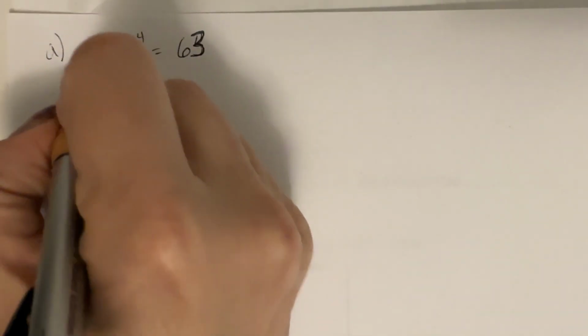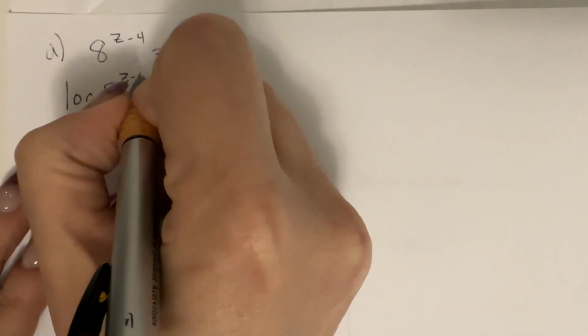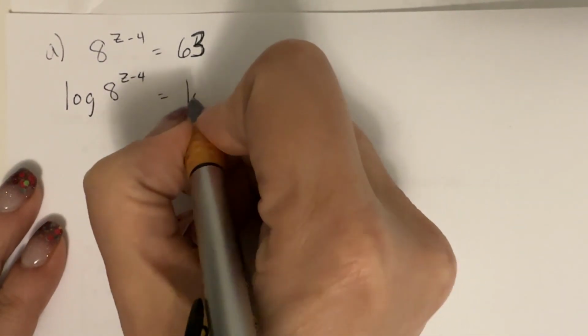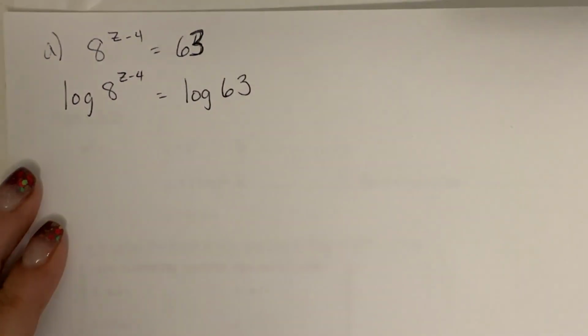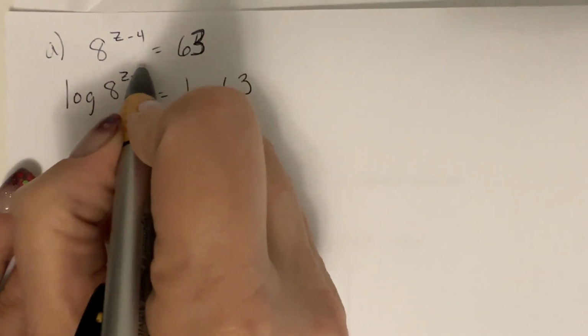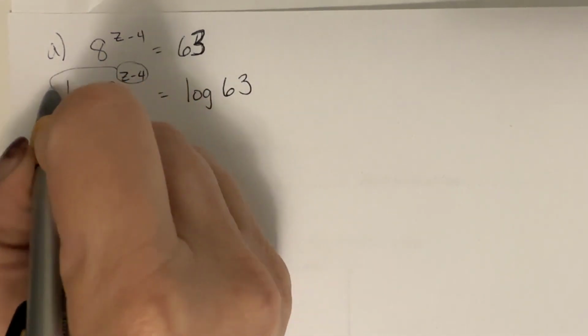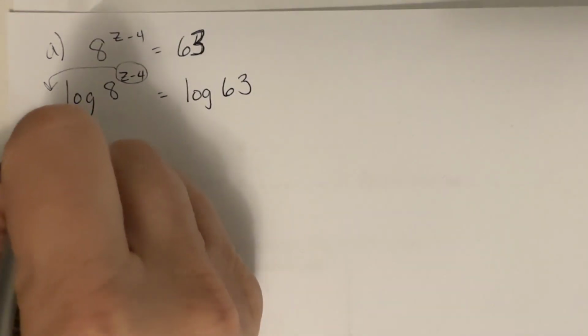So I'm going to log both sides. Again, the reason for this is so that I'll be able to use the power property of logs to get the variable out of the exponent. So now that I've logged both sides, I'm going to take my exponent, I'm going to move it out front.